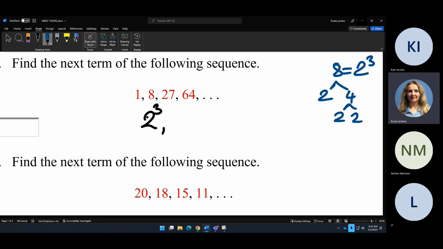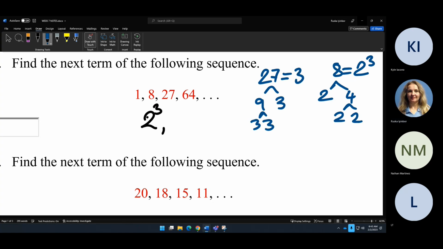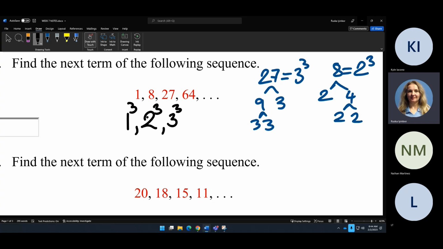Let's check the next number. 27. What is 27? 9 times 3, and 9 is also 3 times 3. So technically 27 is 3 cubed. So I'm going to replace 27 with 3 cubed. Now, it looks like you have cubes here, cube and cube. Obviously, 1 I can write as 1 cubed, but we also have to double check 64. What do you think 64 should be? 4 cubed. So we need to double check that.